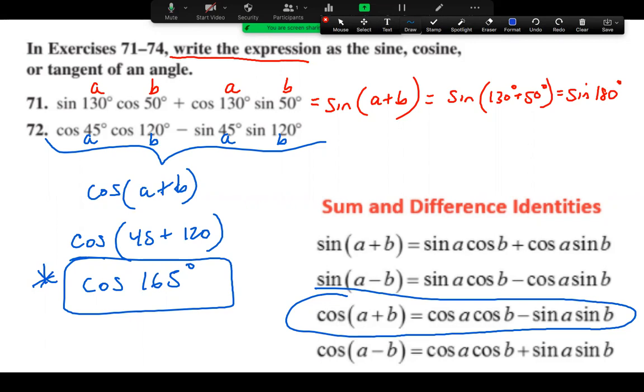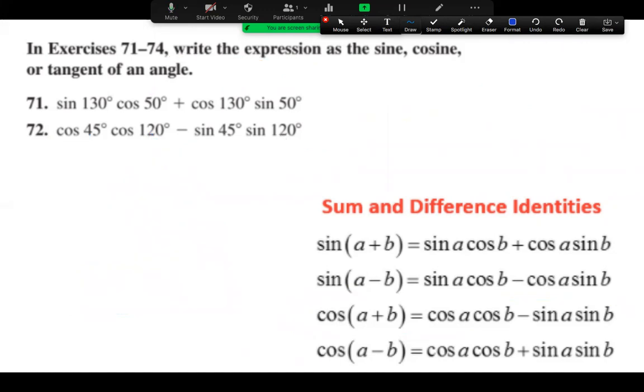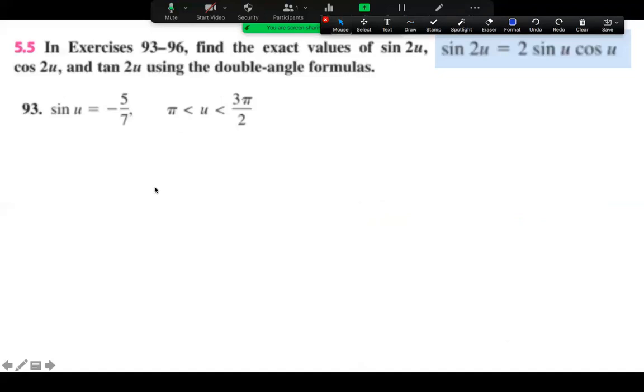So if I can clear my screen here, sometimes my mouse gets kind of goofy and I can't see where I'm looking. So, here we go. 93. All right. So it says find the exact values of sine 2u, where u is an unknown angle like theta, cosine 2u, and tangent 2u using double angle formulas.